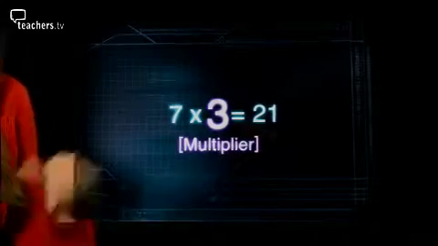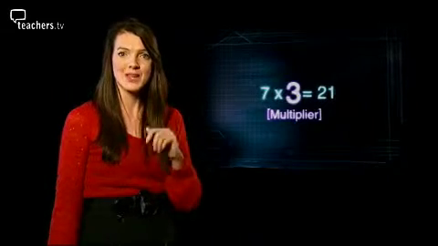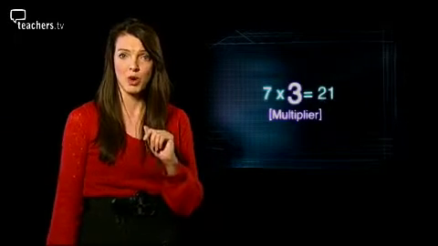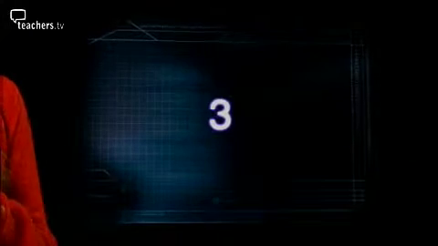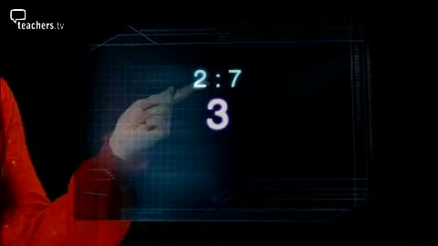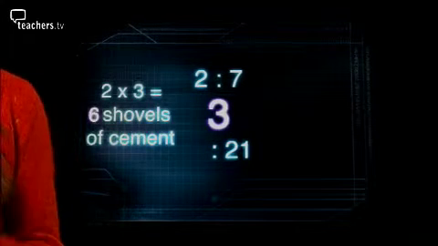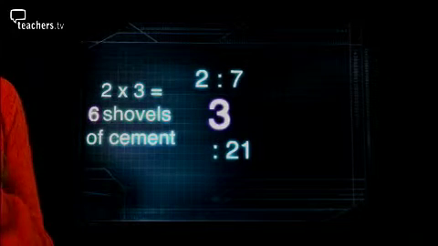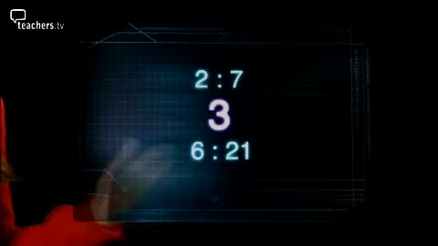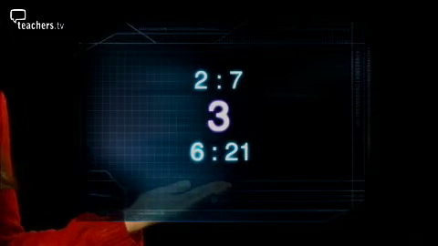So what I need to do now is multiply up the cement by the same amount. So that's 3. So in the original ratio, that was 2 to 7. We've already multiplied up the 7, so let's do the 2. So 2 times 3 gives us 6. 6 shovels of cement. And that gives us the ratio 6 to 21.